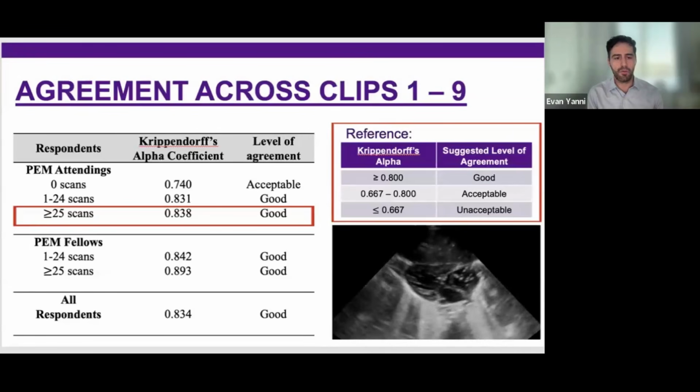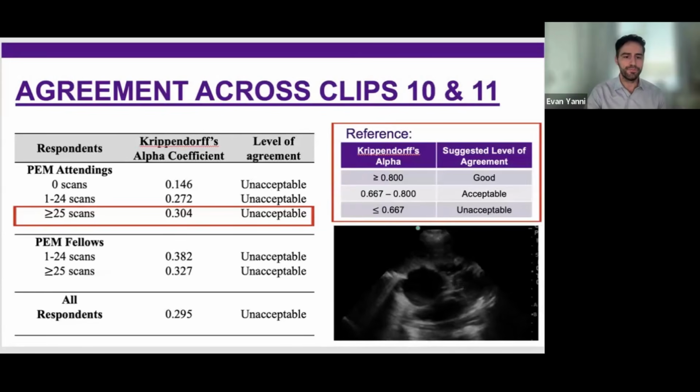As far as our stat, we chose Krippendorf's alpha as our agreement statistic because it can be applied to larger sample sizes and it can be comparable across different groups. Regarding this stat, an alpha of greater than 0.8 indicates good or ideal agreement, whereas alphas between 0.8 and 0.667 are considered acceptable, and alphas less than this range are considered unacceptable.